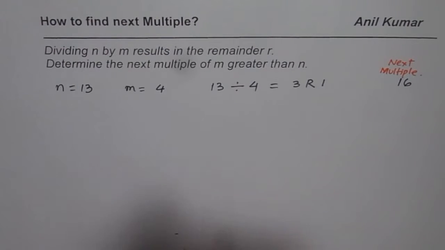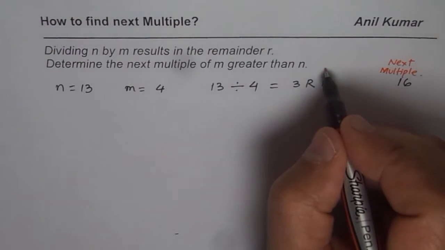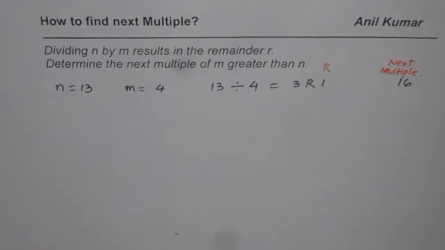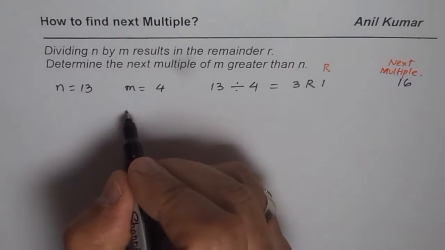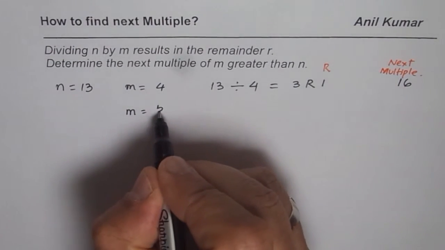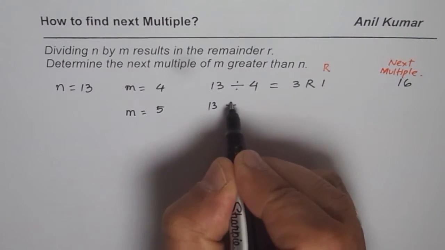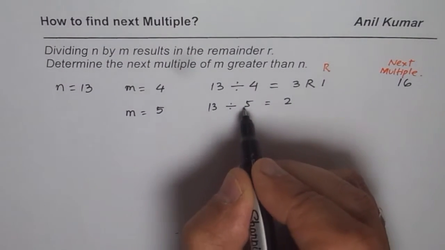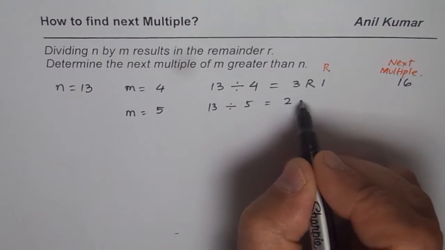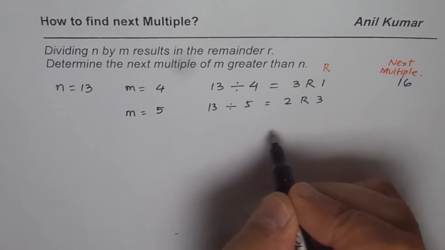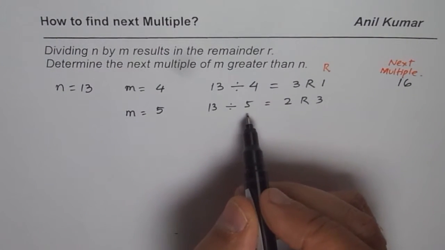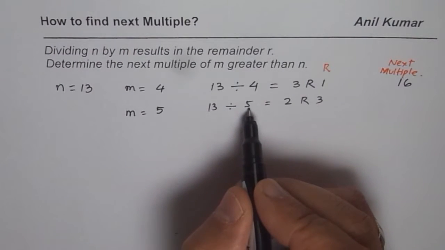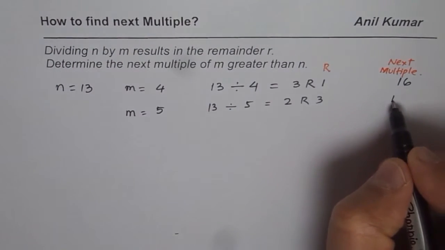These are our remainders, these are the r's. Let us experiment with another number, m equal to 5. In that case, 13 divided by 5 is two whole numbers, 5 times 2 is 10, plus a remainder of 3. And what we know is greater than 13 is 15, which is a multiple of 5. So we'll write 15 here.